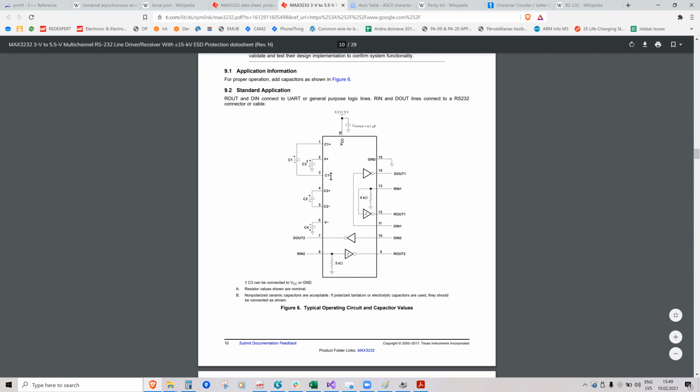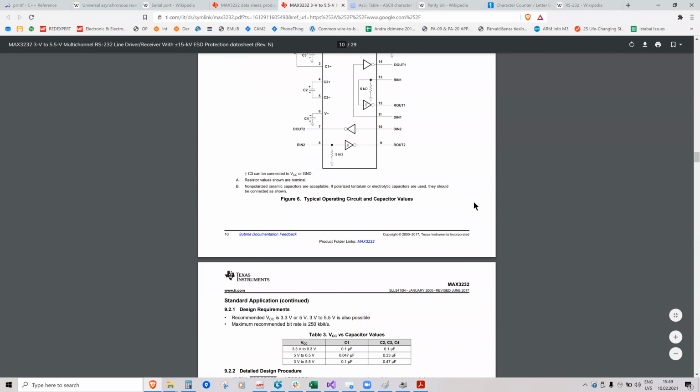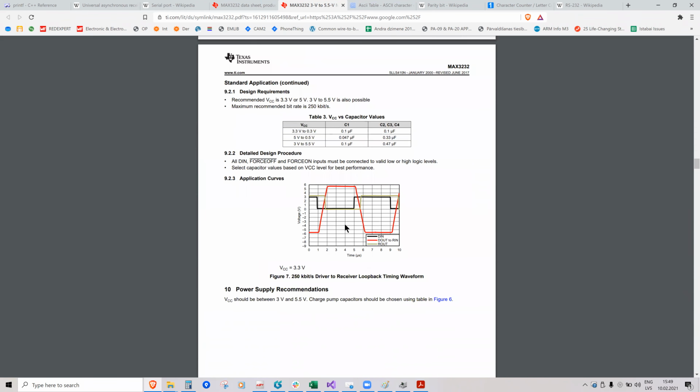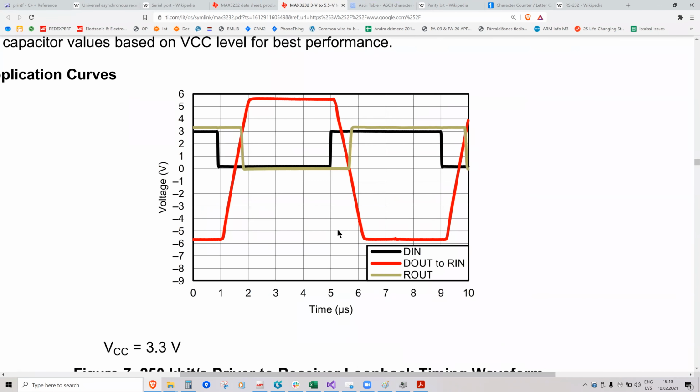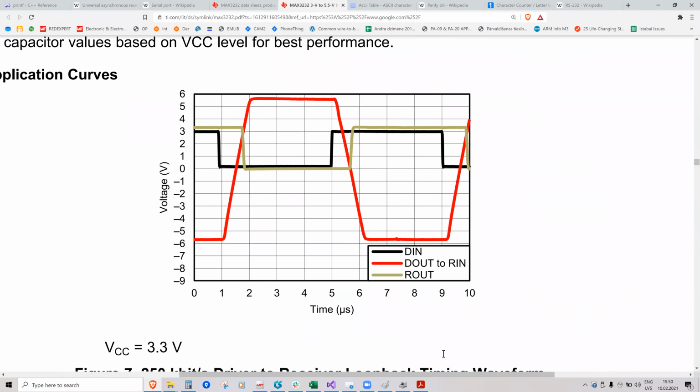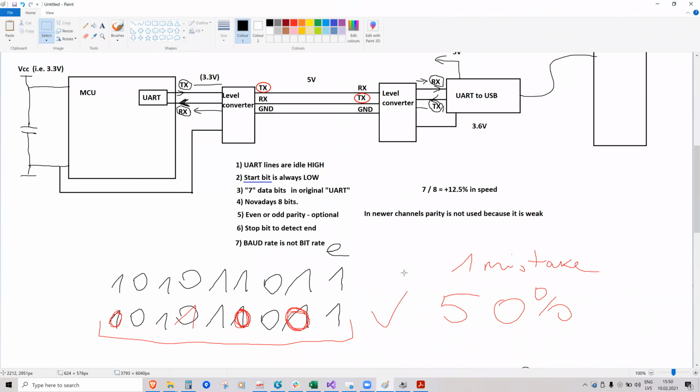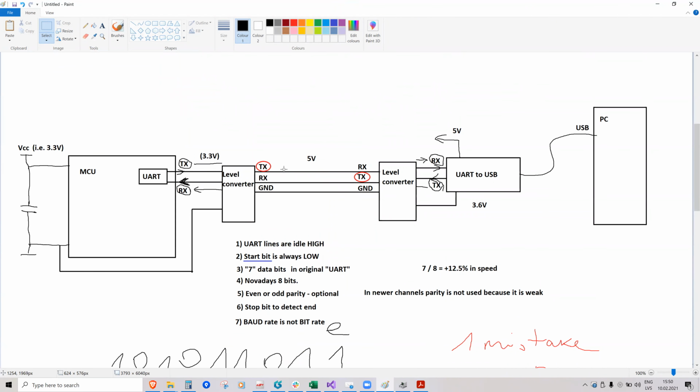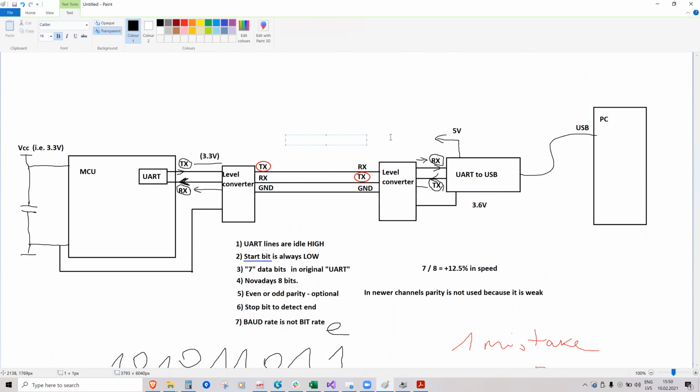With these capacitors, it uses a capacitor charge pump and changes the levels to positive and negative. So it actually also outputs, oh, here's the application curve. Yeah, it outputs negative voltage as well. So I'll correct my picture here. With these level converters in RS232, the real RS232 is actually under -3 volts to over 3 volts.